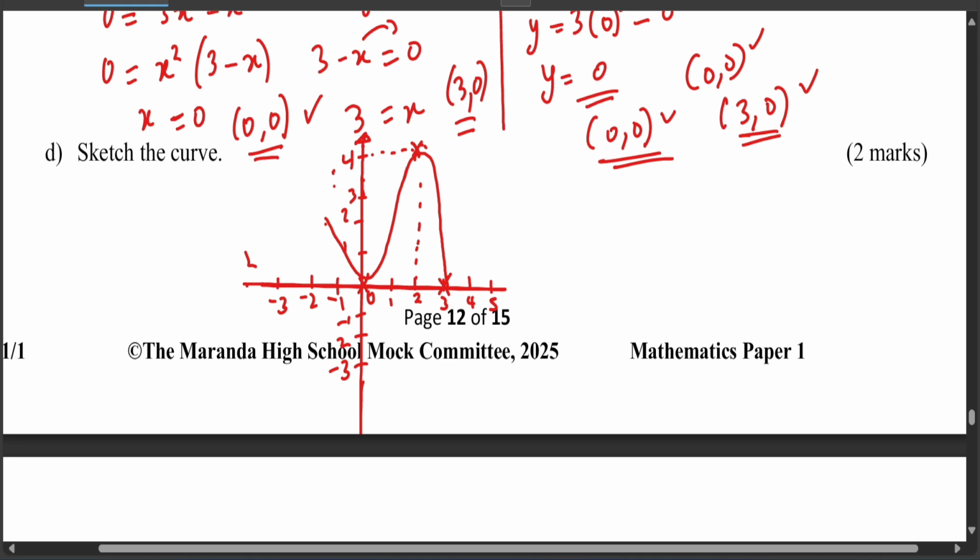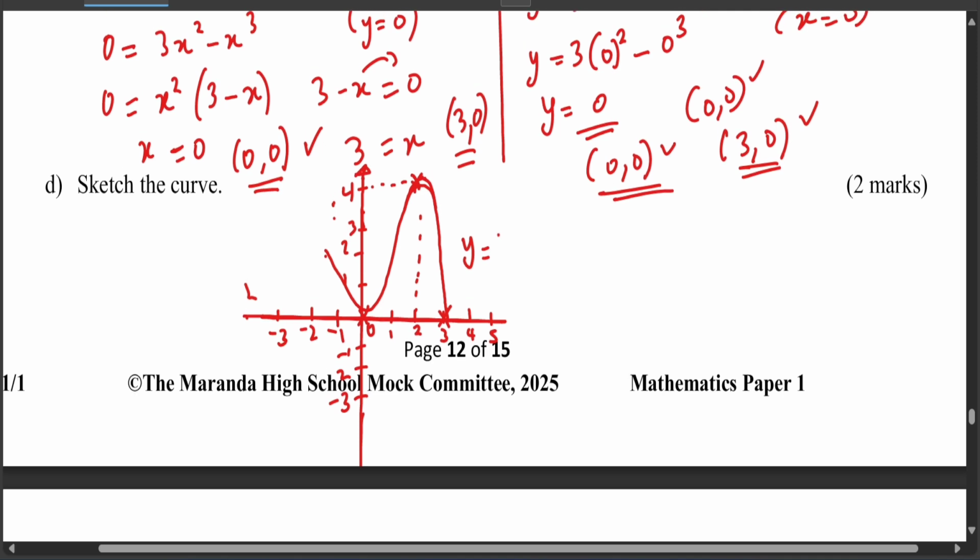Okay, so I'm just sketching. So this is our y equals 3x squared minus x cubed. Just like you see, I haven't done that much. That's why the video is very short.